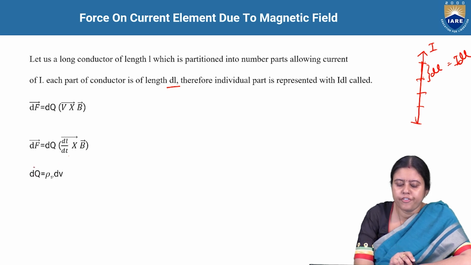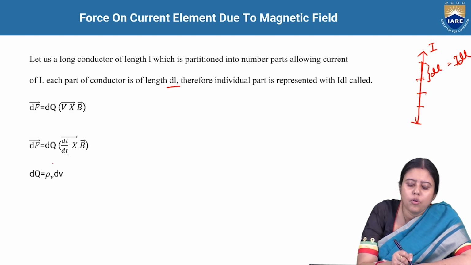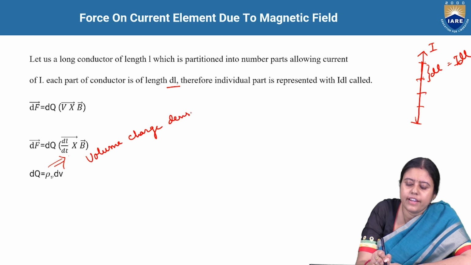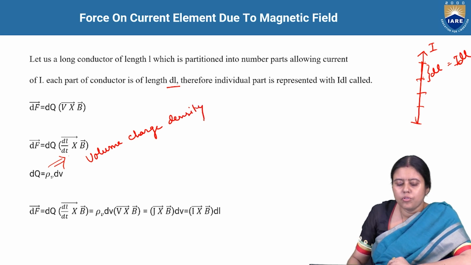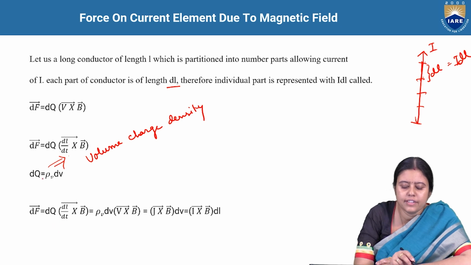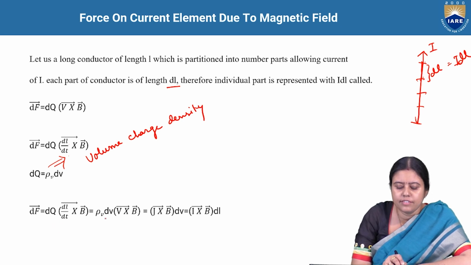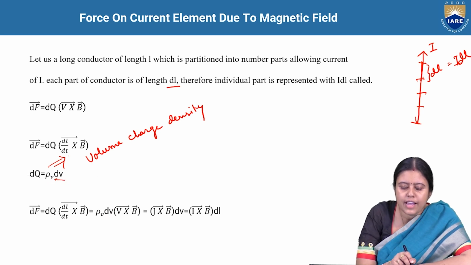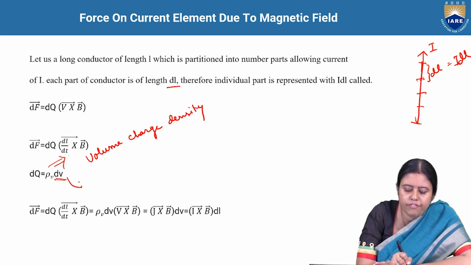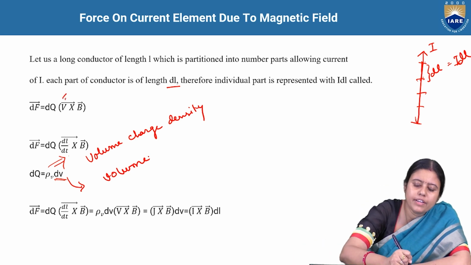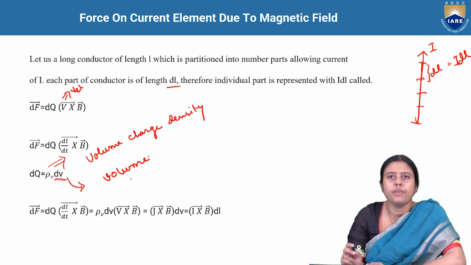Now, from the previous unit 1, we know dq is equal to rho v into dv. What is rho v? Rho v is the volume charge density. So we can write dq equal to rho v dv. Here the capital V is the velocity and the small v is the volume.